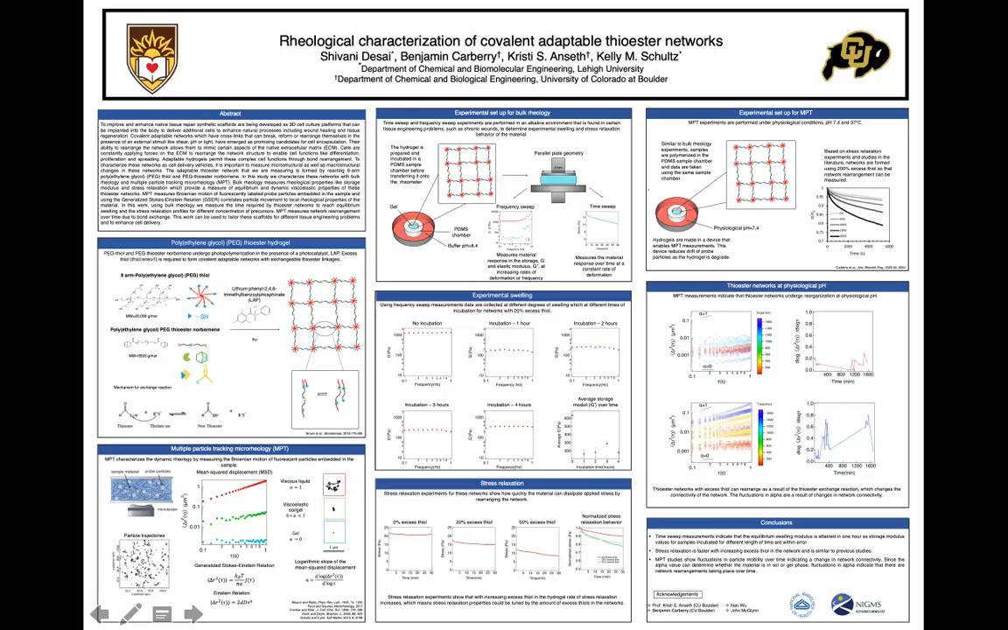Hello everyone, today I'll be talking about rheological characterization of covalent adaptable thioester networks. The objective of this work is to characterize covalent adaptable thioester networks for their applications as cell delivery vehicles in tissue engineering problems. Covalent adaptable networks have come across as promising candidates for tissue engineering as they can mimic certain aspects of extracellular matrix. As in, they can rearrange themselves under external stimulus like shear, light, or pH.